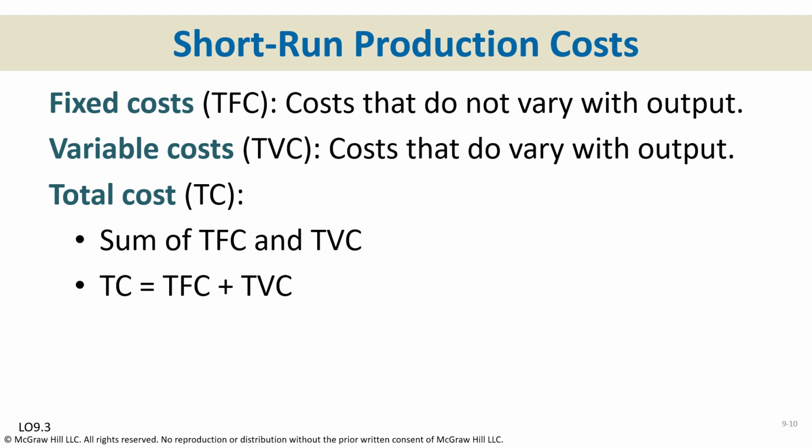Fixed, variable, and total costs are the short-run classifications of costs. In the short run, costs can be variable or fixed. Fixed cost examples: rental payments, insurance premiums, interest payments.